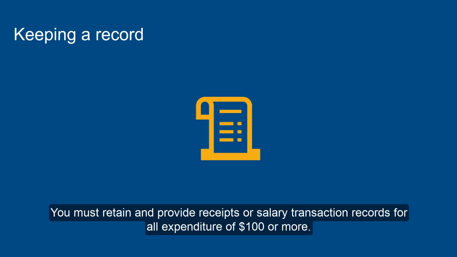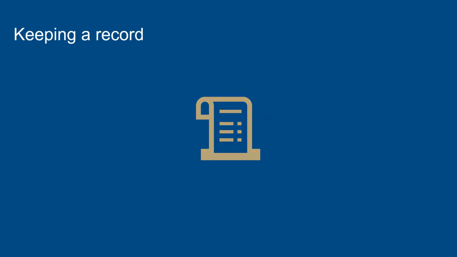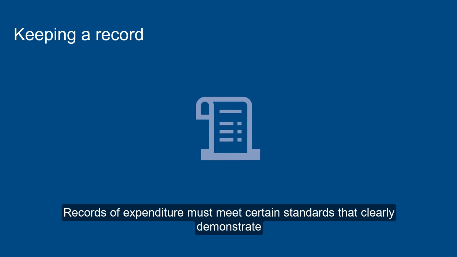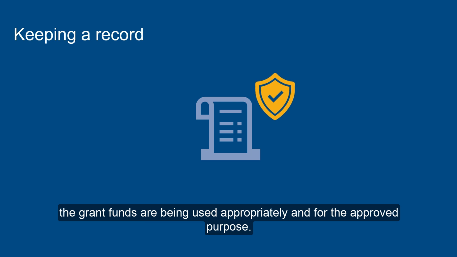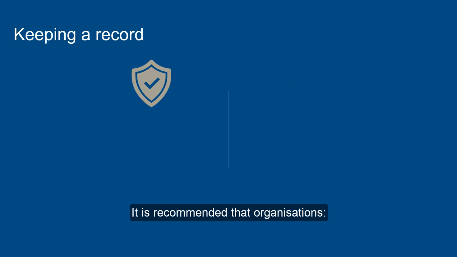You must retain and provide receipts or salary transaction records for all expenditure of $100 or more. Records of expenditure must meet certain standards that clearly demonstrate the grant funds are being used appropriately and for the approved purpose.